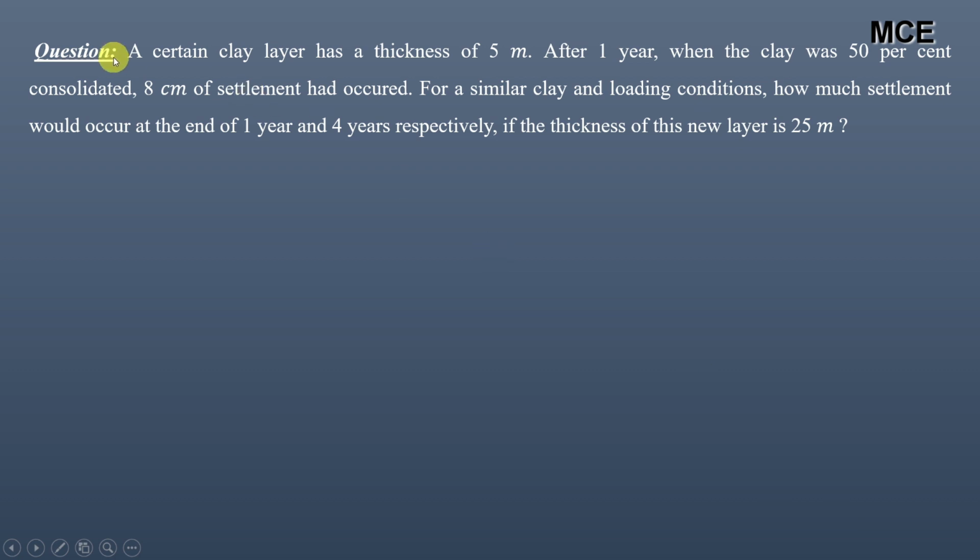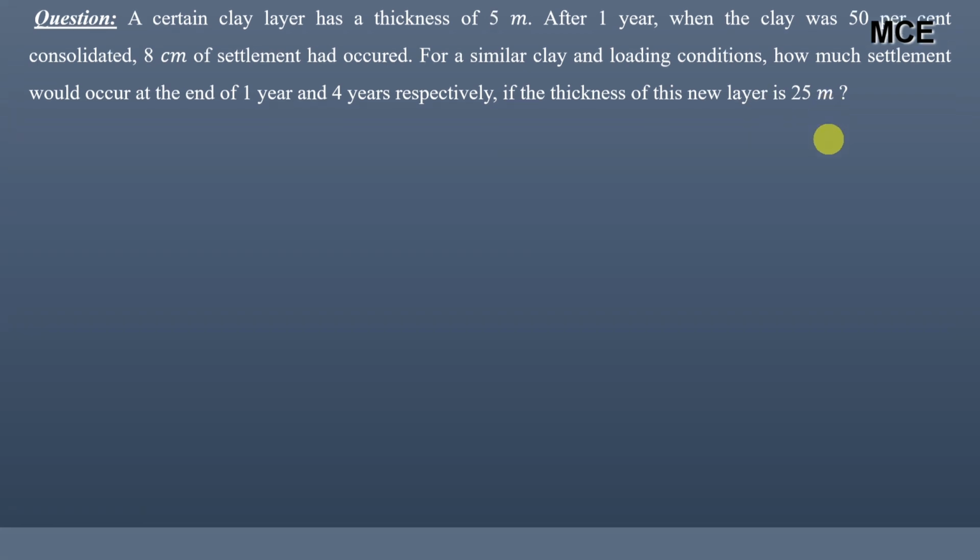I have been given a question which states that a certain clay layer has a thickness of 5 meter. After 1 year, when the clay was 50% consolidated, 8 centimeter of settlement had occurred. For a similar clay and loading conditions, we have to find how much settlement would occur at the end of 1 year and 4 year respectively if the thickness of this new layer is 25 meter.